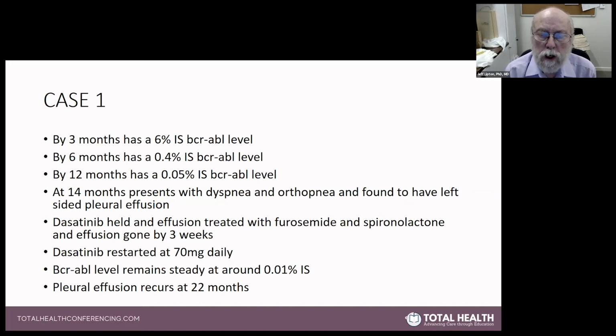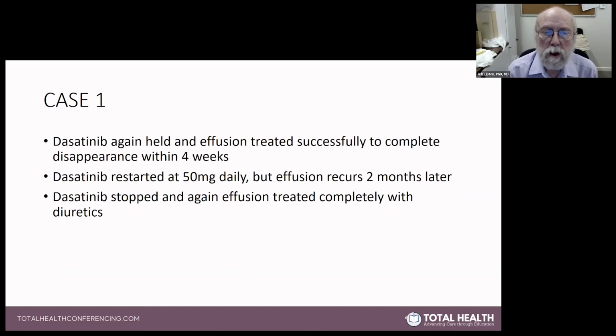Dasatinib was restarted at a lower dose of 70 milligrams. And we do know that the chances of pleural effusions do go down as the dose is reduced, but if a person has a pleural effusion, then they have about a 1 in 3 chance of getting it a second time, and again, 1 in 3 of getting it a third time. So even at the lower dose, he sustained his PCR level at 0.01% or 4 logs. The pleural effusion, however, recurred at 22 months.